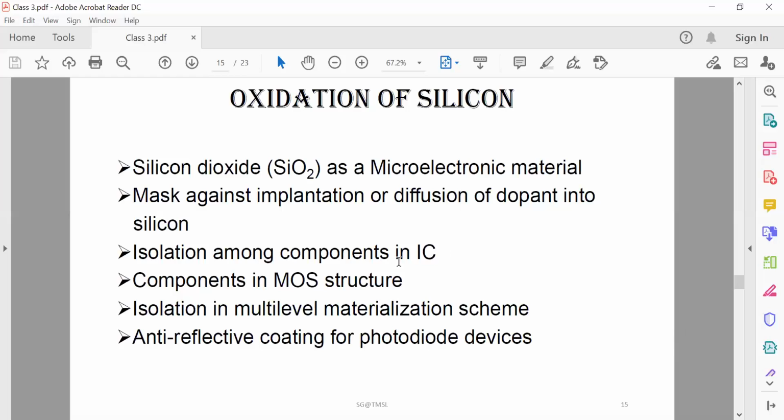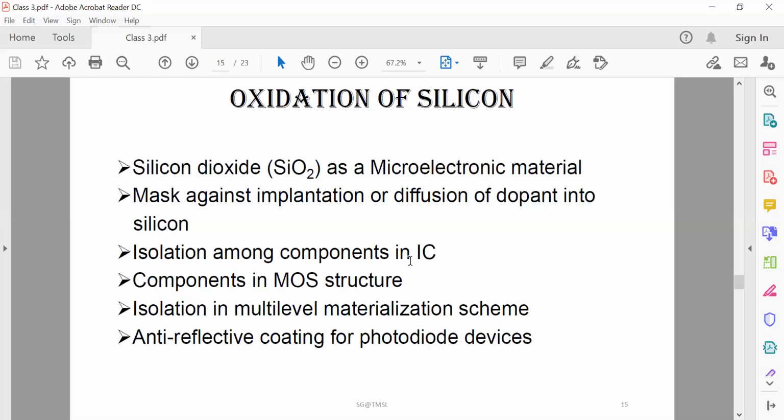In an IC, that means in an integrated circuit, the silicon dioxide is used for isolation because this is a dielectric material. So in between two devices, when you are making transistors or field effect transistors like FETs or whatever it is, if you fill the space between the two devices with silicon dioxide, they are automatically isolated from each other. So it is used for isolation also.